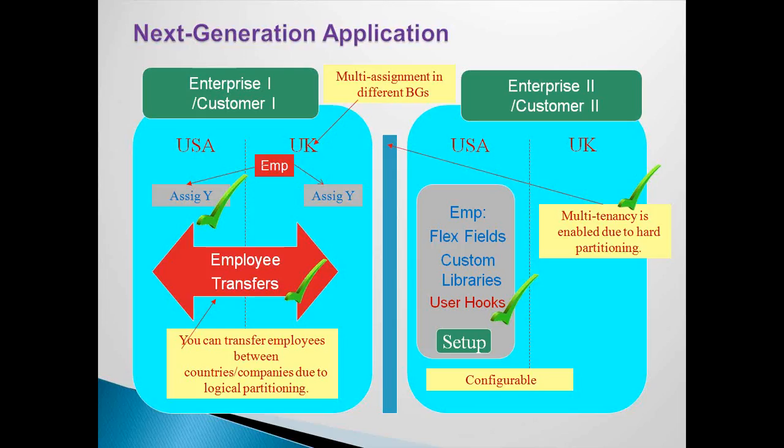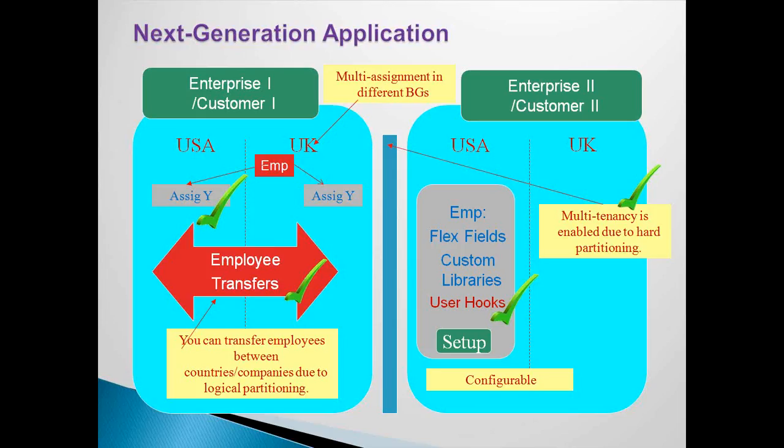Suppose you are working for ABC Inc. and another customer is XYZ Inc. ABC Inc. may have operations in India, Singapore, US, UK. In the same way, XYZ may have operations in China, Australia, US and UK. So ABC Inc. is one customer, so there is an ABC enterprise. XYZ Inc. is another customer, so an XYZ enterprise. ABC enterprise and XYZ enterprise are both hard partitioned.